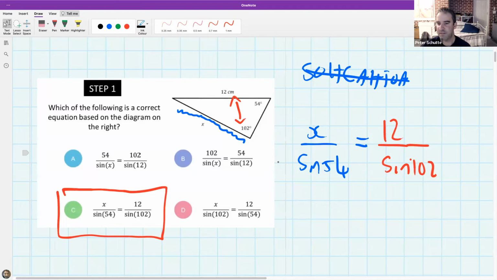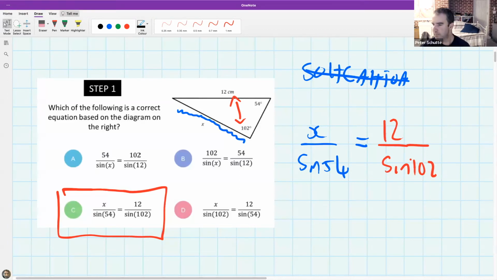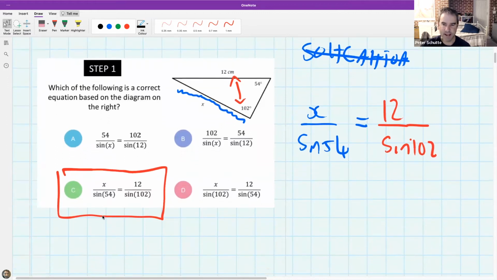I see that from the class, everyone seems to be getting C, and that is looking good. Okay. If there is a question, guys, won't you raise your hand? But I'm getting the impression that the basic mechanics of the sine rule are looking good for you. Okay, let's do another one like this, but a bit harder.